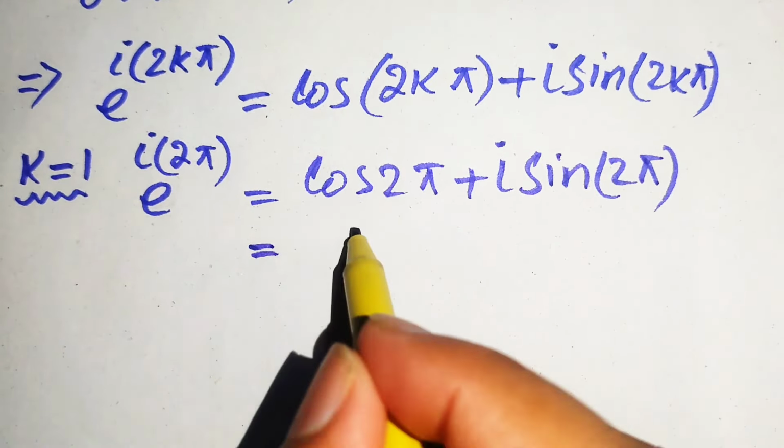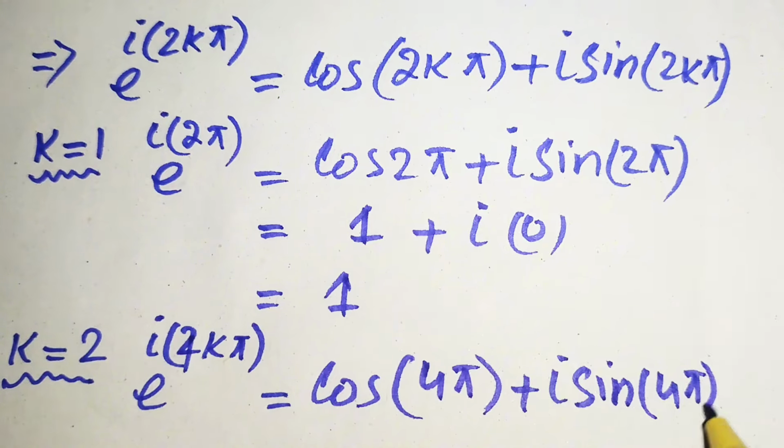Similarly, we check the behavior of this equation for the value of k equals 2. When we substitute k equals 2 in this equation, it will be written as e to the power of iota into 2 times 2, which becomes 4k pi, equals cos of 4 pi plus iota sine 4 pi.